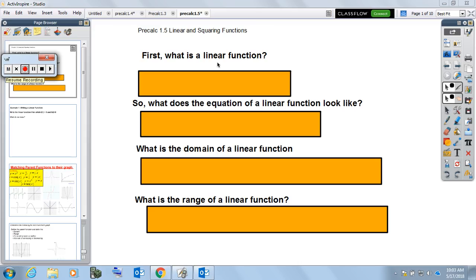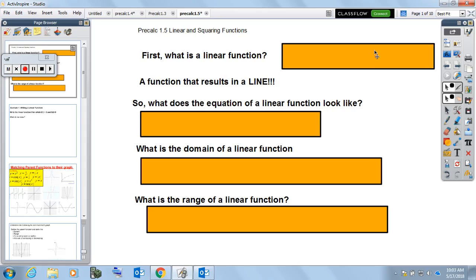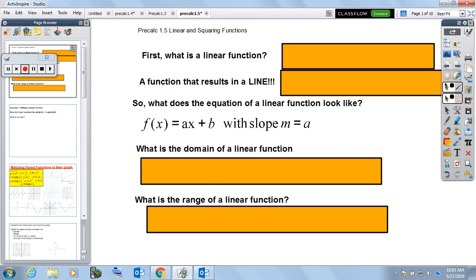Well, you guessed it. A linear function is a function that gives us a line. Plain and simple, that's all it is. That's what a linear function represents, some kind of input-output that is going to produce a line. So what does the equation of a linear function look like? Once again, you guessed it. It looks like the typical slope-intercept form, or y equals mx plus b. That is what identifies us as a linear function.